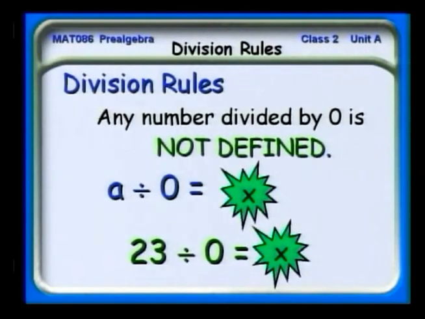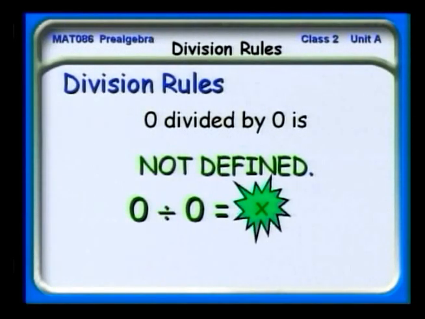Now here's something that's quite interesting. Any number divided by 0 has no definition in our math system. So if you have something divided by 0, you can't define it. The way to think about it is, for example, if I have 24 and divide that by 2, I get 12. If I divide it by 3, I get 8.